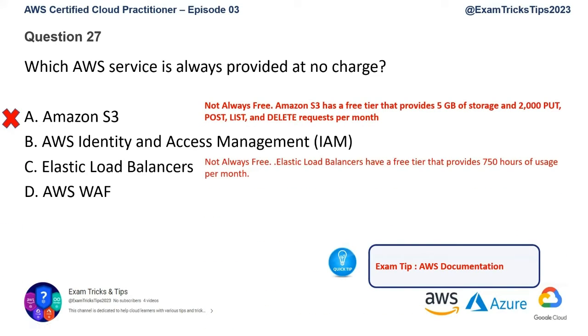Elastic Load Balancers are also not correct, because you can get a free tier. I think you get a free tier up to 750 hours of usage per month, but when you exceed that, Elastic Load Balancers are not going to be free. You have to pay for it. AWS WAF, the firewall. This one also has a free tier. This is based on the rules and the number of web requests. So 5,000 rules and 1 million web requests are free per month. Beyond that, you'll have to pay for the service.